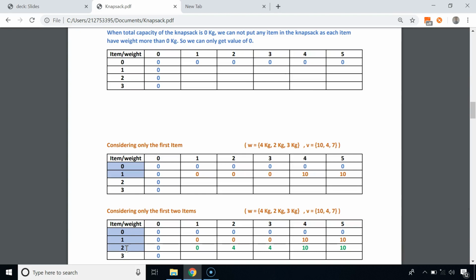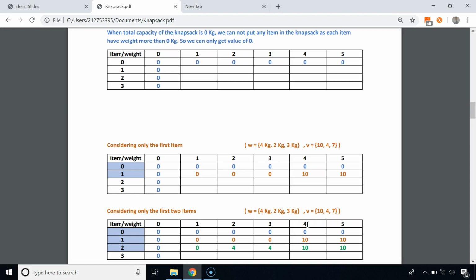Now let's see what will be the values when we consider the first 2 items. So we will be filling this row. Now the weight of the second item is 2 kg and the value is 4. Now we cannot include both the items because if we do that, the total weight will be 6 kg, which is more than the knapsack capacity. And since the weight of the second item is 2 kg, we cannot include the second item when the knapsack capacity is less than 2. So when the knapsack capacity is 1, the value is 0. Now when the knapsack capacity is 2, we can include the second item, so the value is 4. Similarly, when the knapsack capacity is 3, we can include the second item, so the value is 4.